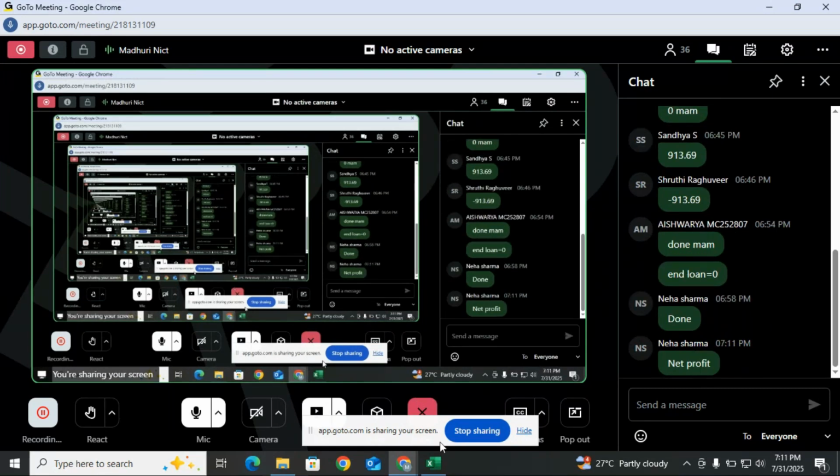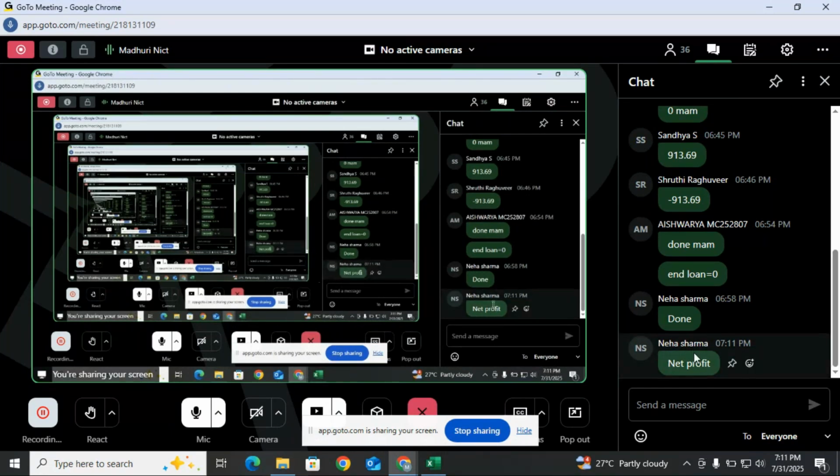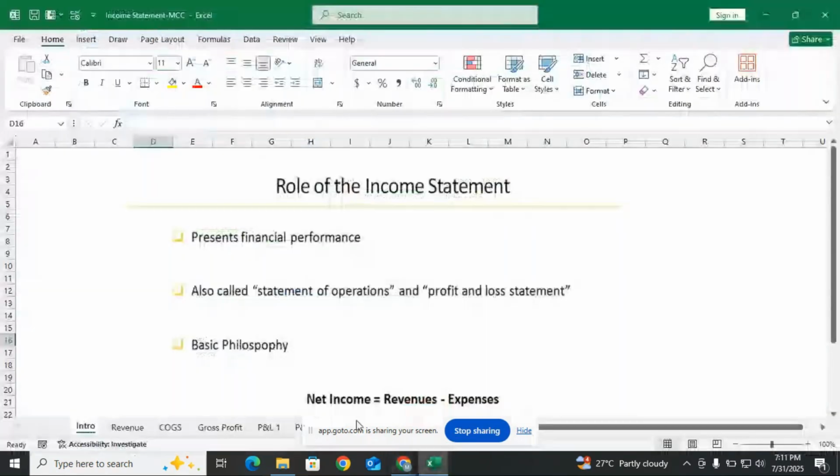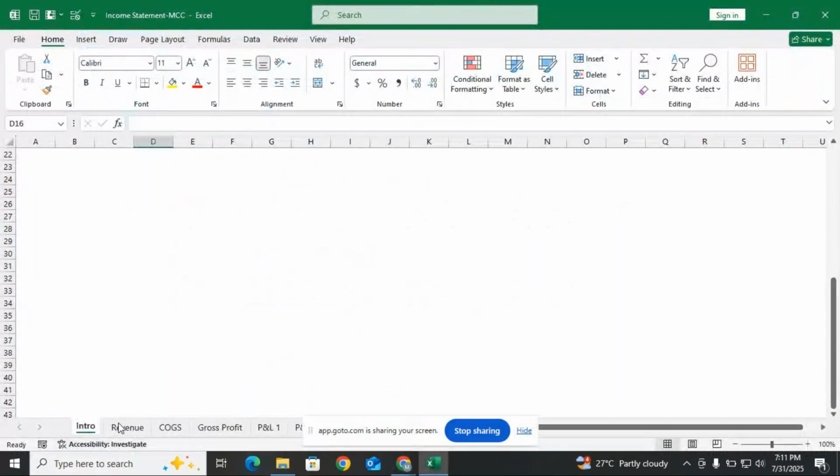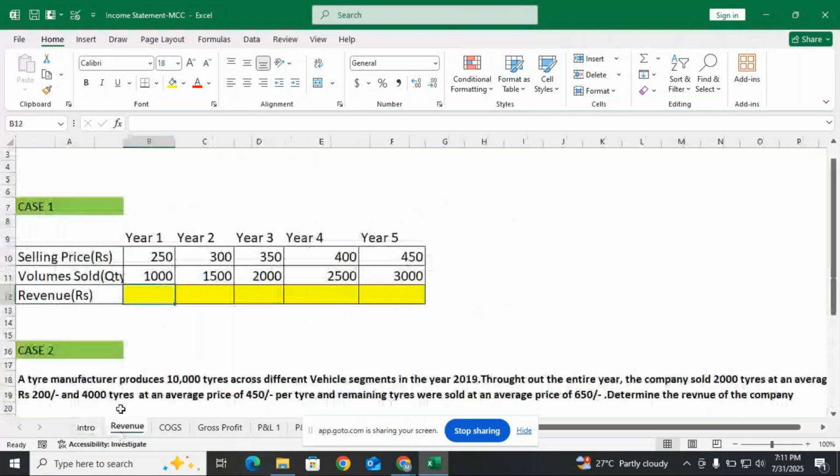We don't directly come at net profit, Neha. We have a lot more to deduct and a lot more to add, and then we arrive at the last, your net income, your net profit. Anyway, it's fine. Now the next sheet is called the revenue sheet.